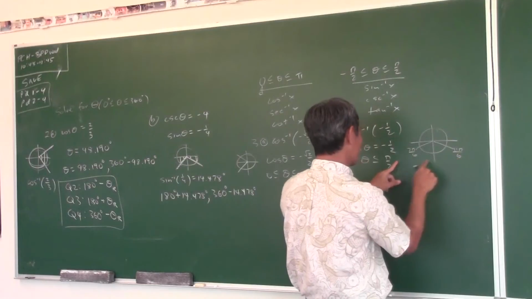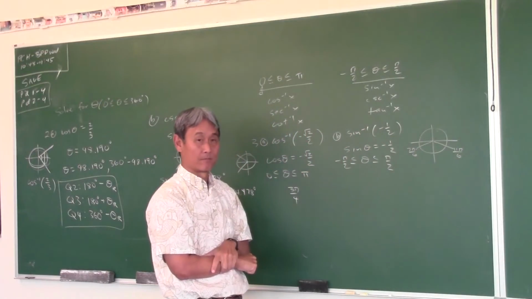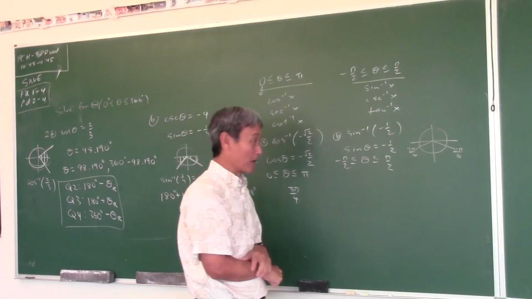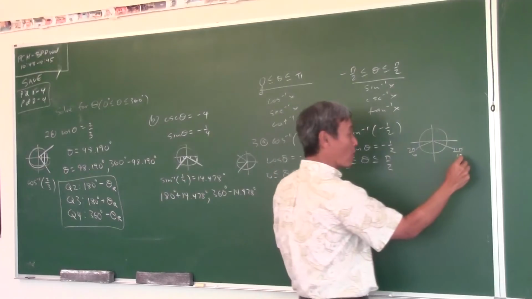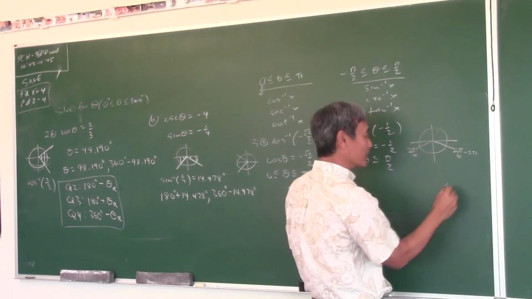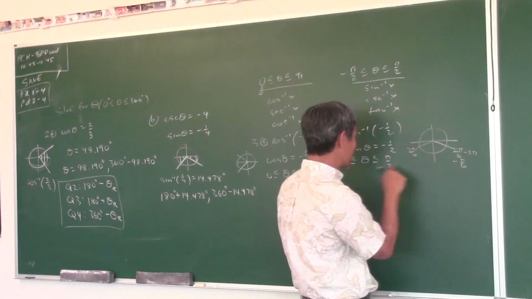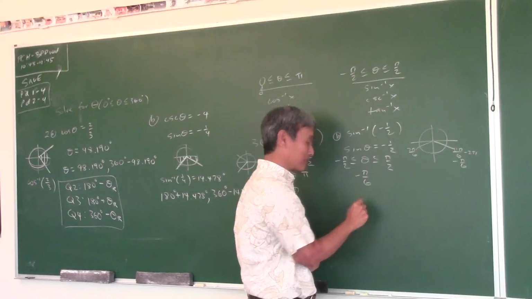Now, which one of these lie in that range? None of them. So what do I do, Mr. Park? Well, you can add or subtract multiples of 2 pi from each angle. What would happen if I subtract 2 pi from that? You get negative pi over 6. Is that in the range? Yes, so that's why that's the answer.